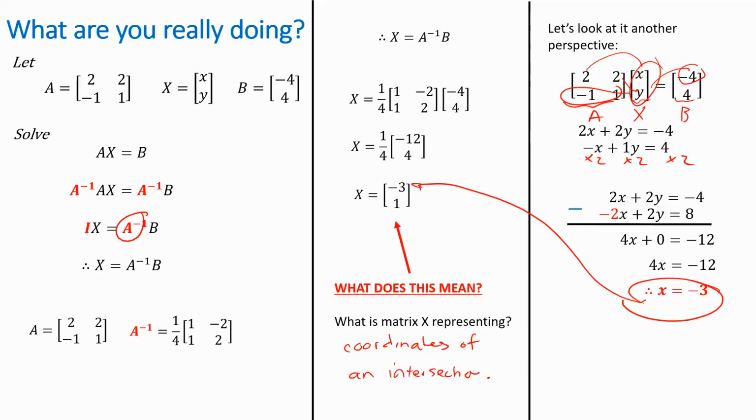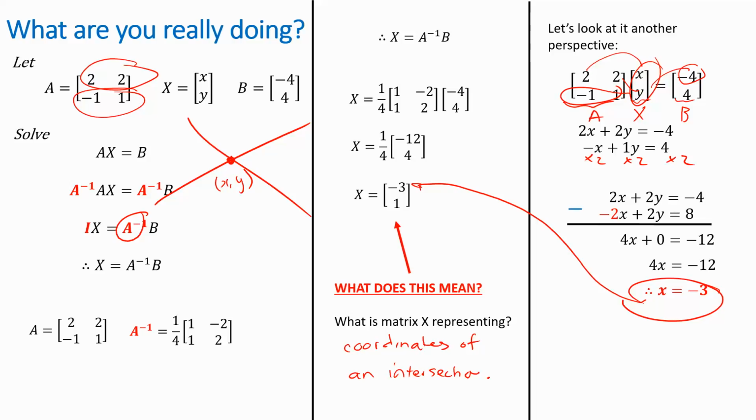So the question is, when you're solving matrices, what are you really doing when you're solving for matrix X? It is finding the coordinates of 2 straight lines. That's all it is. You've got 2 straight lines. This is equation 1, straight line 2. You're finding the x and y coordinates of the intersection of 2 lines.